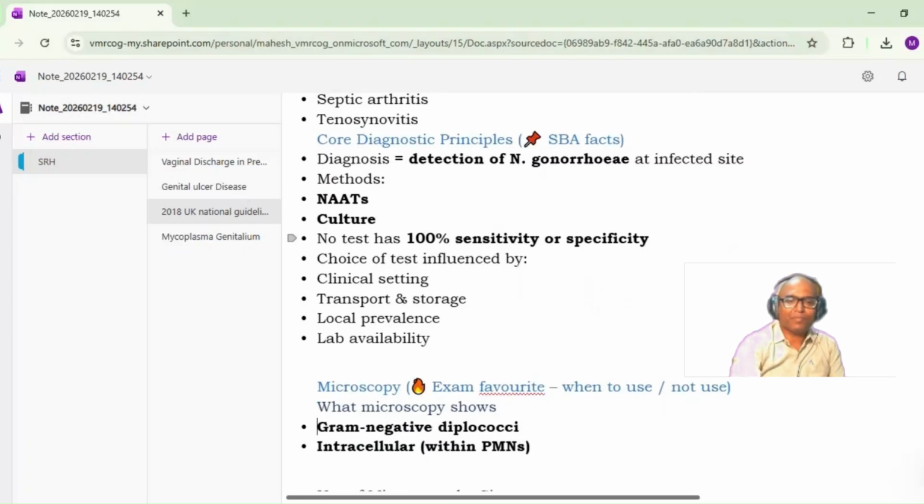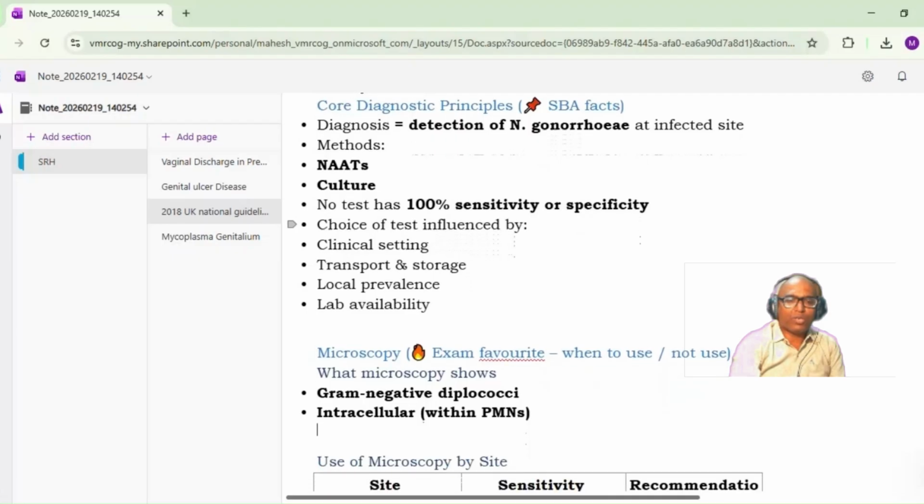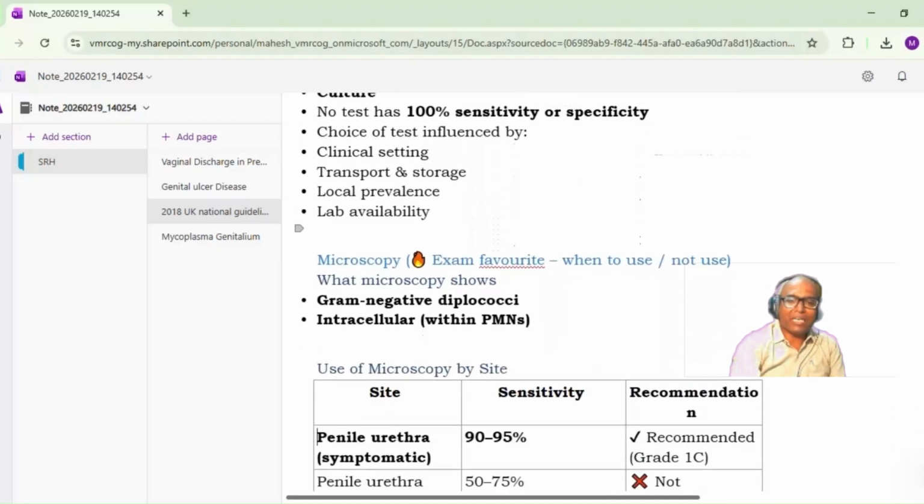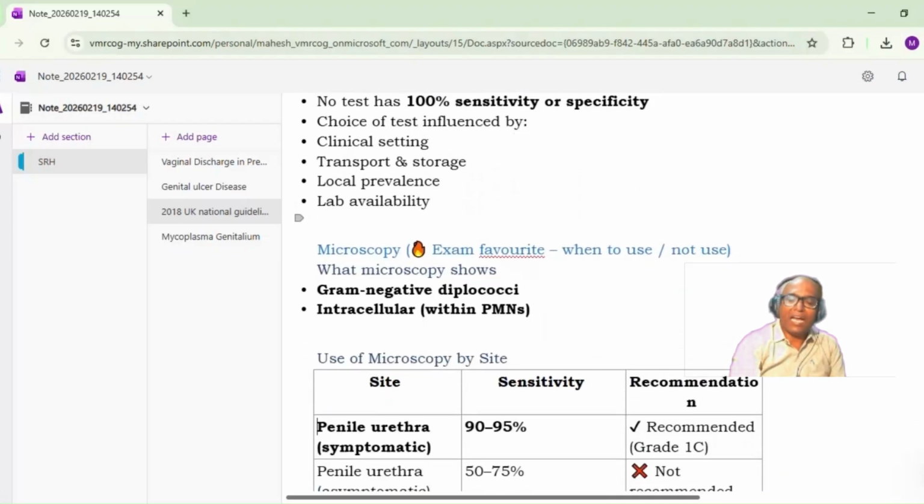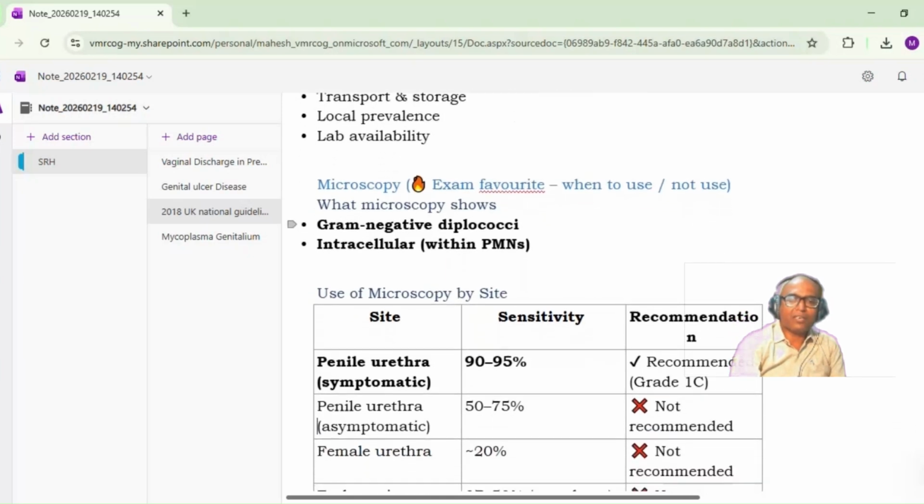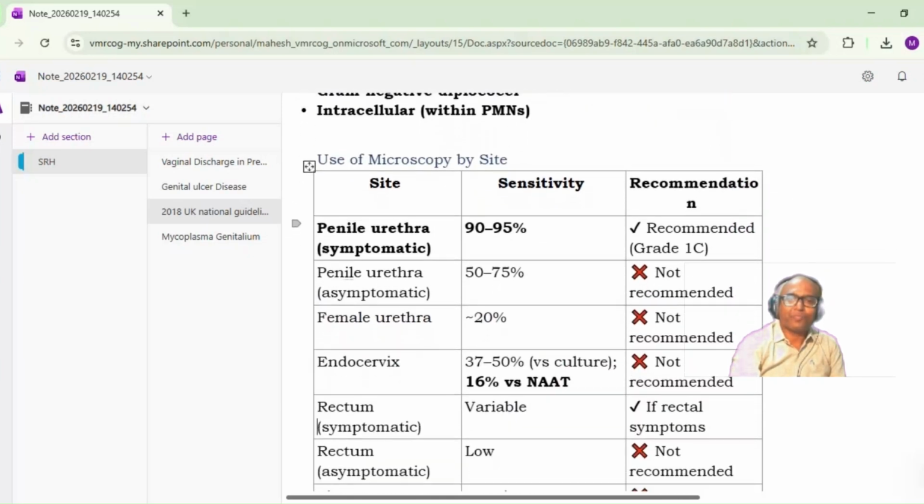lab availability. On microscopy, what are we going to see? We will see gram-negative diplococci. They are intracellular in nature, generally seen in the polymorphonuclear cells. So you will get intracellular gram-negative diplococci.